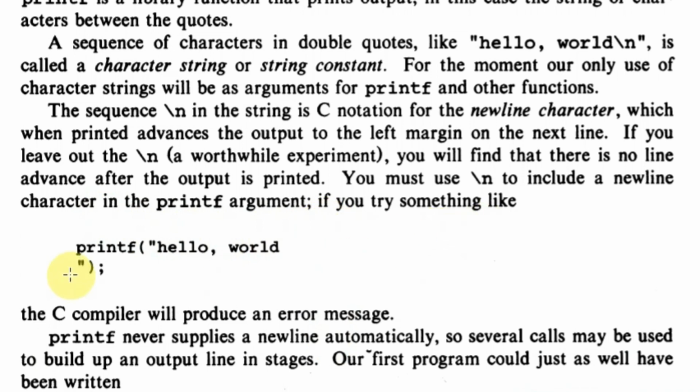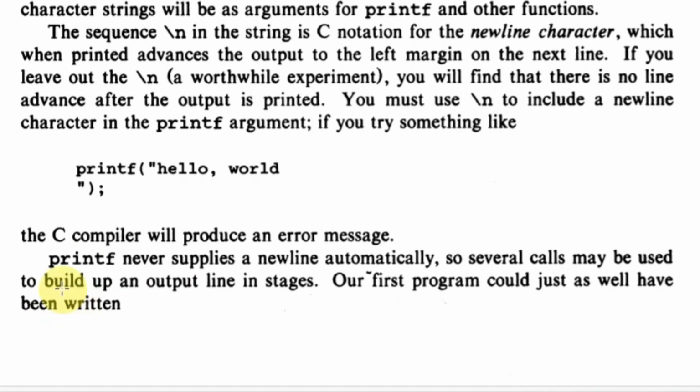If you try something like this, and you can see they've broken up this instruction to just kind of manually force this ending of the instruction to be on its own line, that doesn't work. You have to actually use the \n to tell the computer to move to the next line. You can't just break up your instruction like that manually onto a new line. So it says if you try something like that in the C compiler, it'll produce an error message.